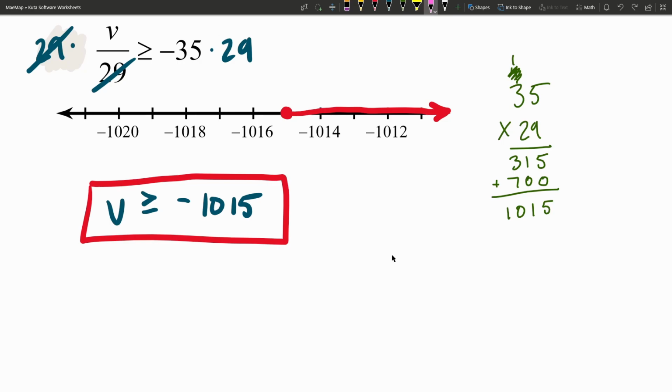That wraps up this worksheet on solving one-step inequalities by multiplying or dividing.